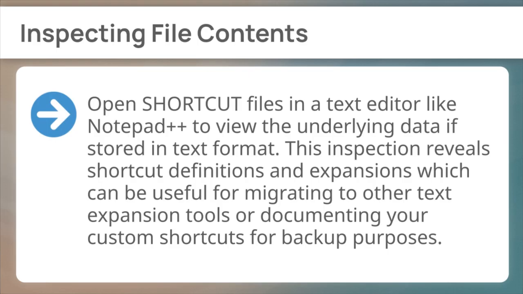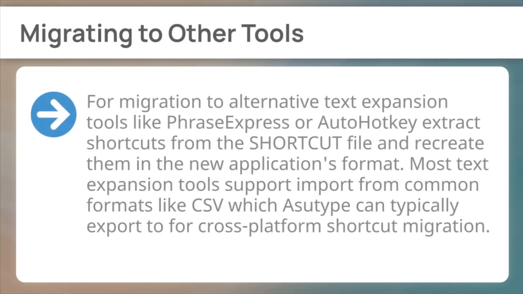in text format. This inspection reveals shortcut definitions and expansions, which can be useful for migrating to other text expansion tools or documenting your custom shortcuts for backup purposes. Finally, migrating to other tools. For migration to alternative text expansion tools like PhraseExpress or AutoHotkey, extract shortcuts from the shortcut file and recreate them in the new application's format.